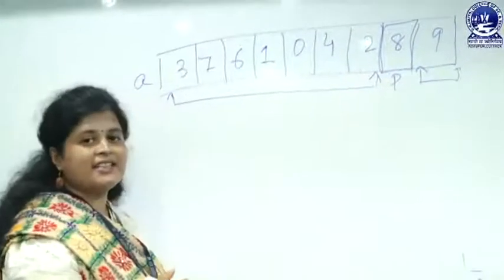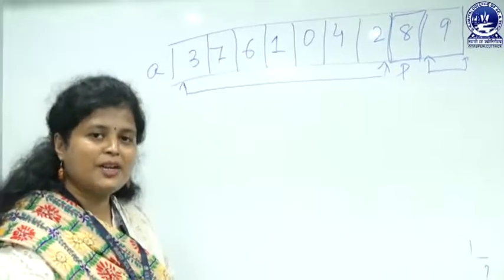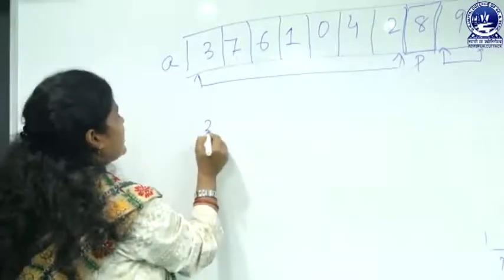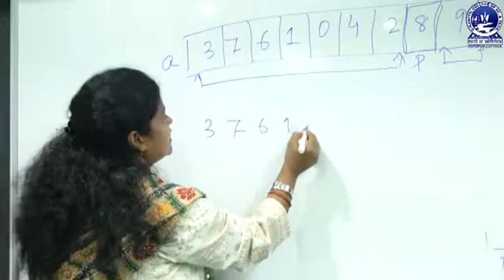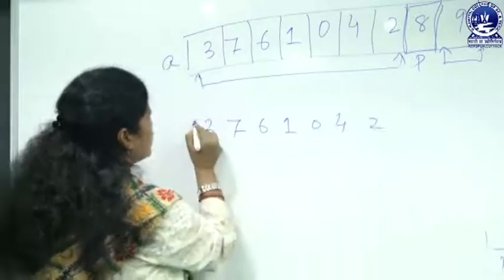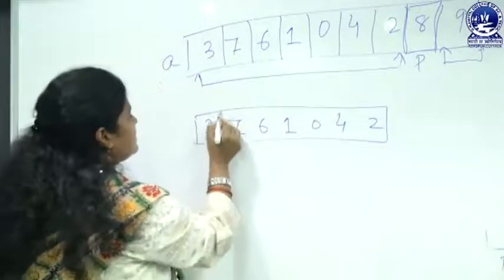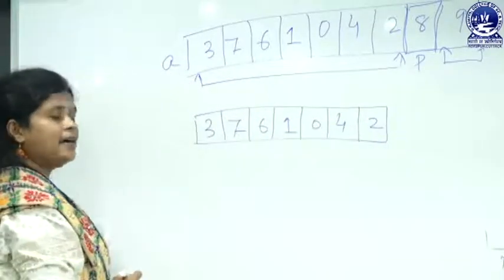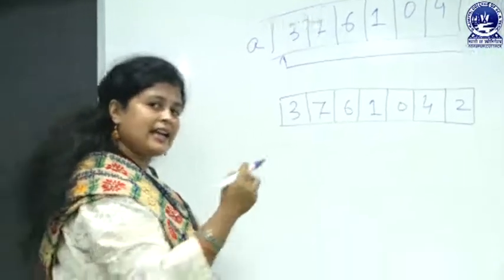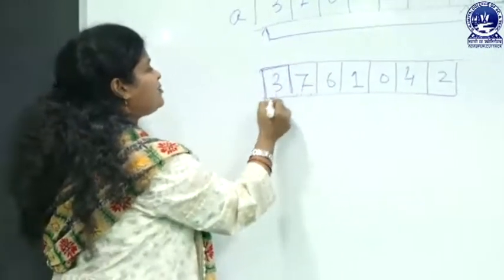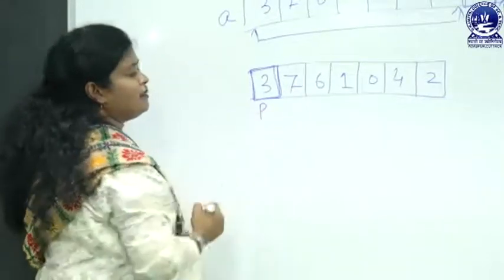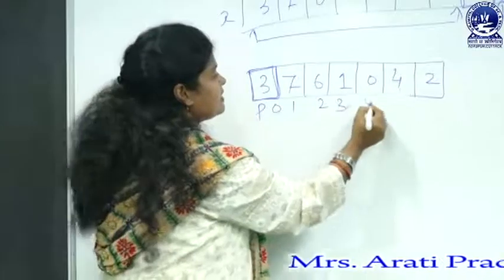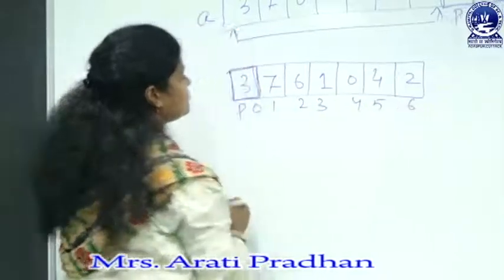Now the dividing concept in the divide and conquer approach has started. We will take this part: 3, 7, 6, 1, 0, 4, 2. We have divided the list on the basis of the previous pivot element, and now I am choosing the first element as the pivot. Let me index the values, the locations, so that it will be easier.